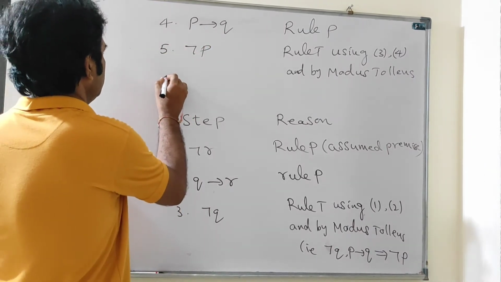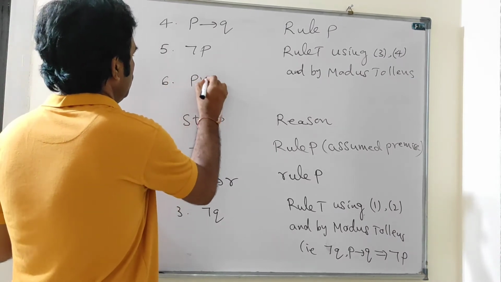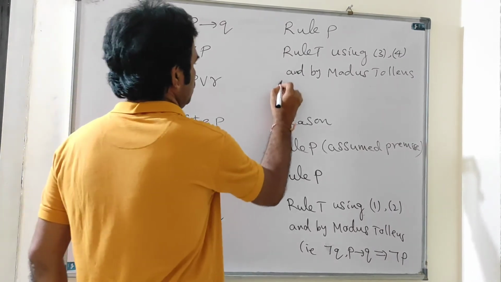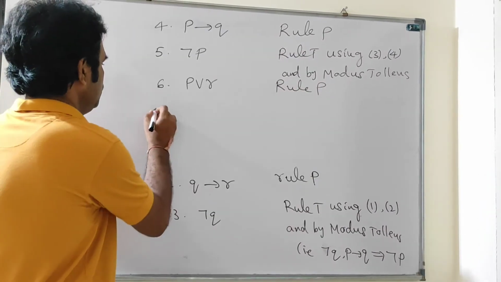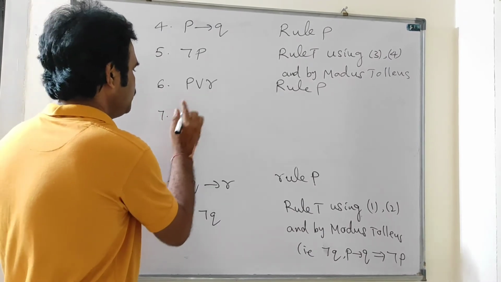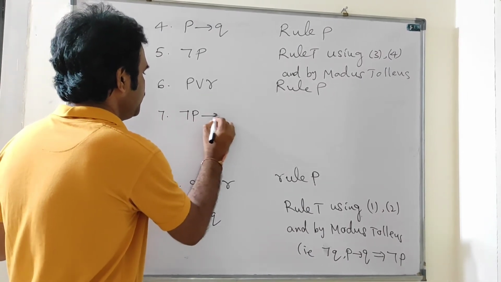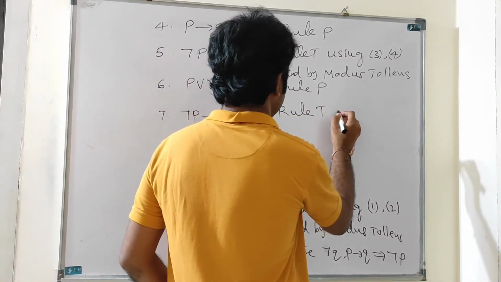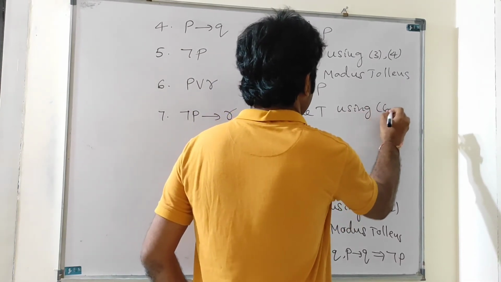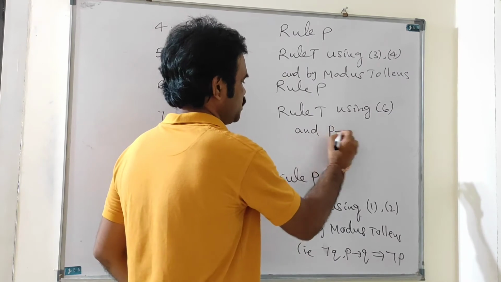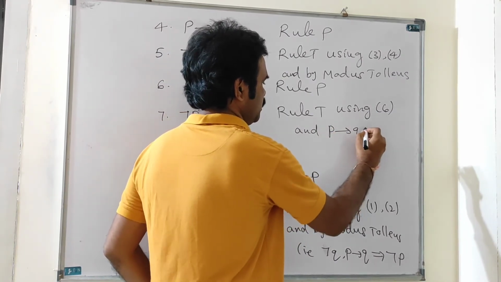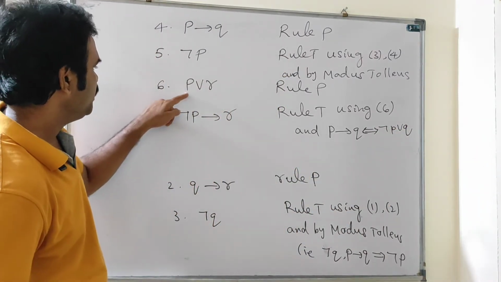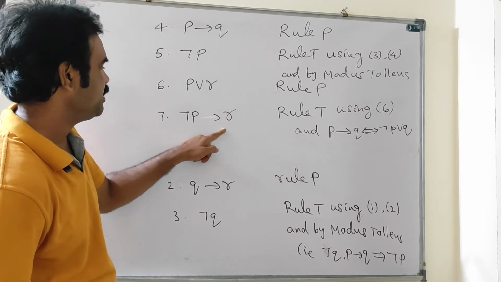Okay. Next step, P or R. This is in the given premises. That's why rule P. See the next step, P or R. From this we write negation P implies R. Rule T using 6, and this is the reason: P implies Q is equivalent to negation P or Q. That's why P or R is equivalent to negation P implies R.